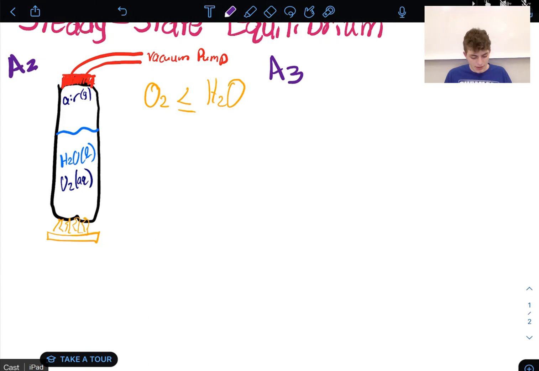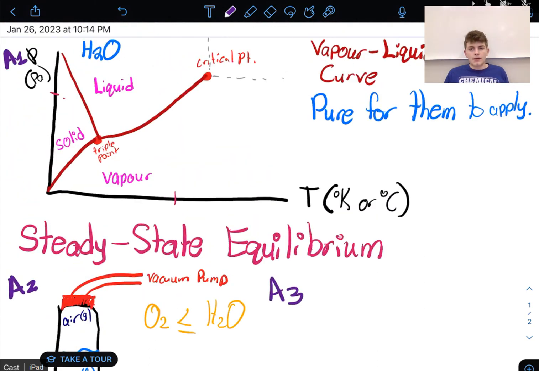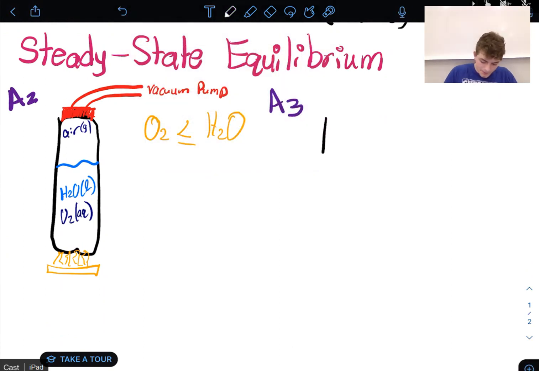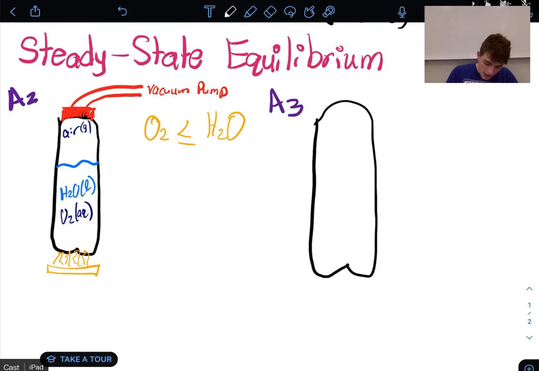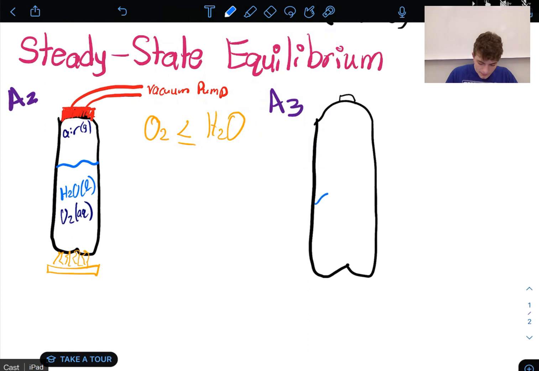What A3 is going to be is how we are going to get our triple point from this now pure sample of water. In this pure sample we have both liquid water and water vapor.